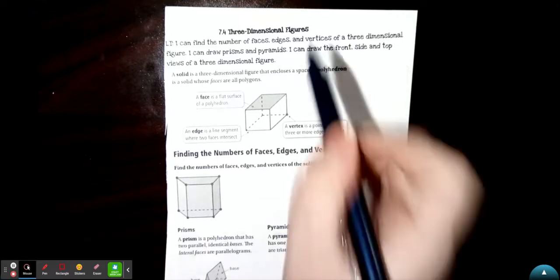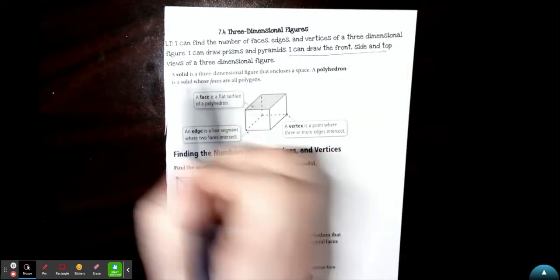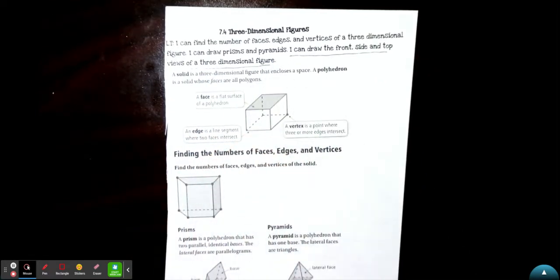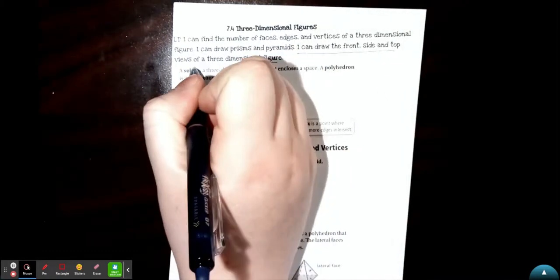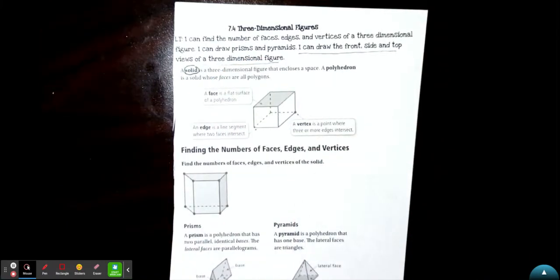So this last part of the learning target, that I can draw the front, side, and top views of a three-dimensional figure. Did we do that? When did we do that? The warm-up, yeah. Okay, so a solid, our first vocab word, I'm going to have a circle. A solid is a three-dimensional figure that encloses a space. So like a box or a pyramid, okay?